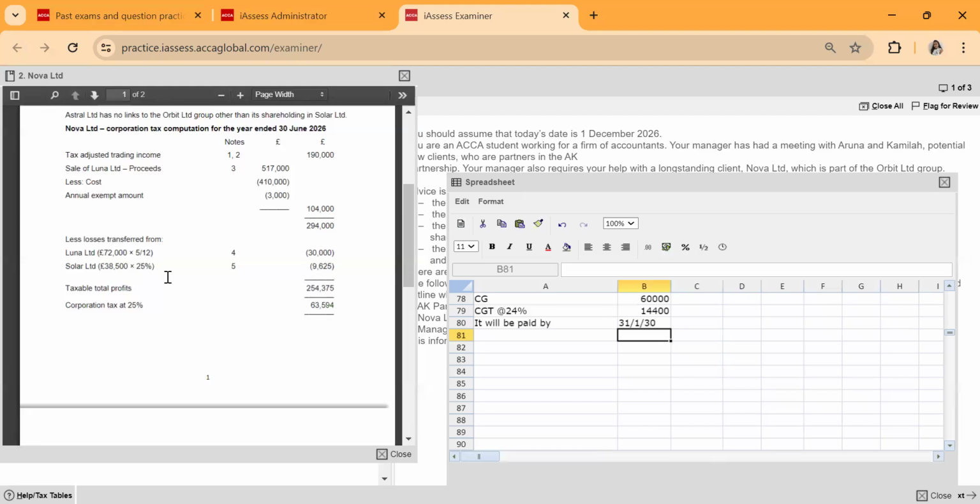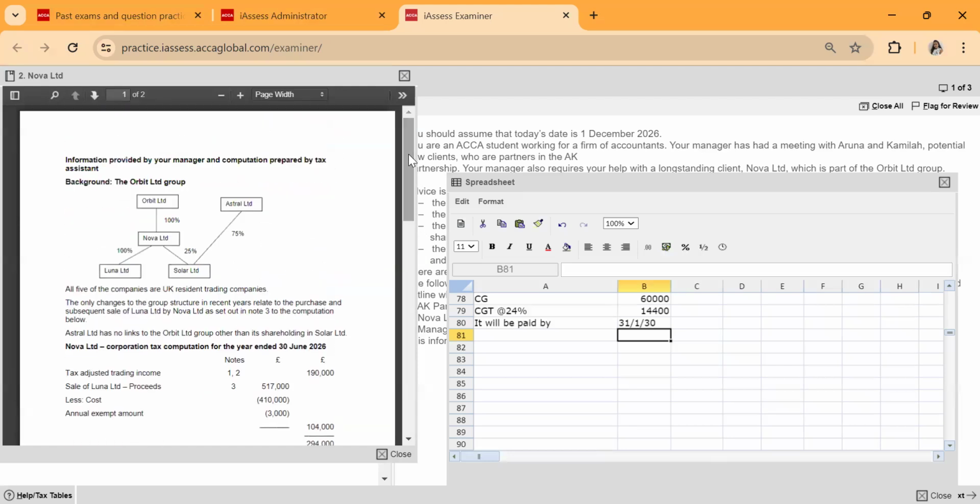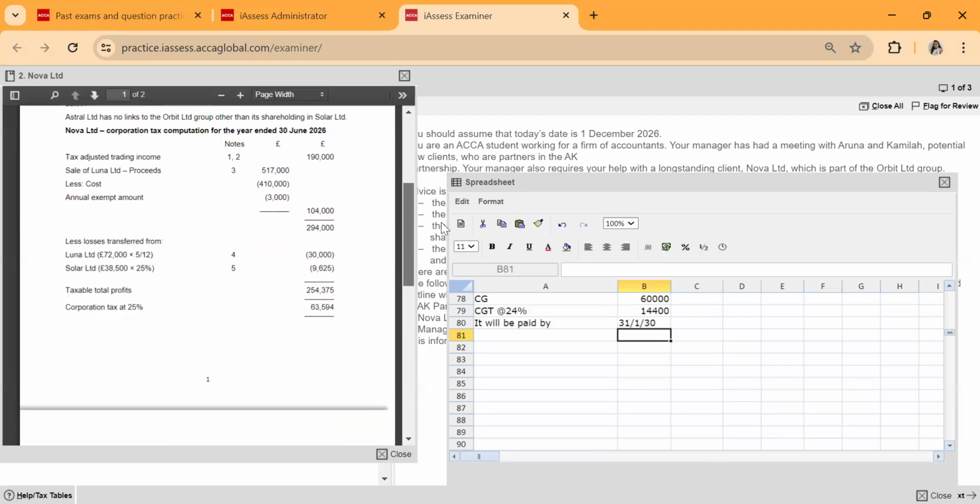Now, losses is transferred from Luna, from Solar. Can Solar transfer losses? So, like this only, we will be doing the checking part. No, it is only for Nova Limited. Now, Nova is a part of which group? Nova is a part of Orbit Group.